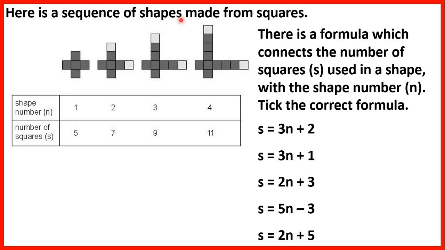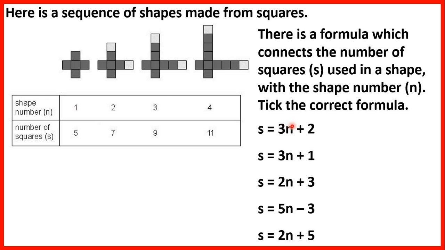Here is a sequence of shapes made from squares. There is a formula which connects the number of squares, s, used in a shape with the shape number, n. Tick the correct formula. So first we have s equals 3n plus 2. And it's important to understand that 3n means 3 times n. So let's look at our table and see if this formula works.